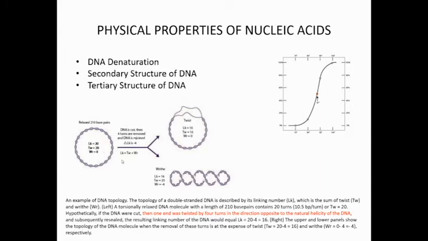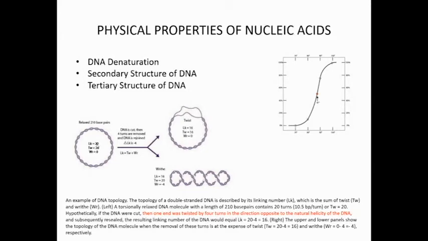And when the DNA turns into this structure, that comes to another concept called topology. The topology of the DNA can be described by the linking number, Lk. Basically, it is the sum of the twisting number and the writhing number. The twisting number plus the writhing number gives you the linking number.